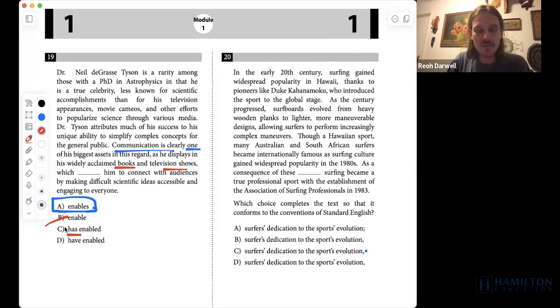Communication has enabled him would work if he has stopped, or if this was not in the present, right? And then finally, we wouldn't say which has enabled him. And then finally, have is in the wrong number. So wrong tense, wrong number, correct tense and number for A.